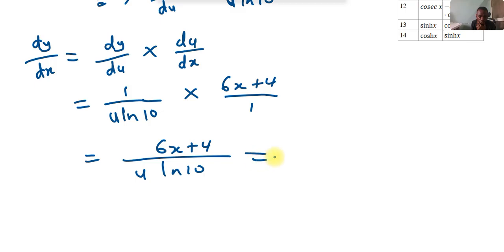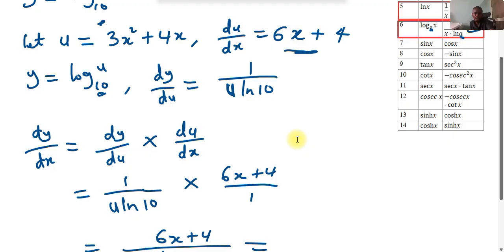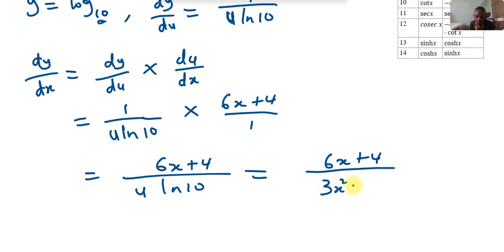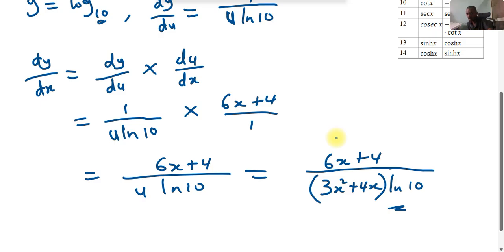So in that case, we go back to check our u. Our u, the other time we represented, is 3x squared plus 4x. So we have 6x plus 4 over 3x squared plus 4x, in bracket, the 10. Okay, this is our final answer for the total. Now the last one.